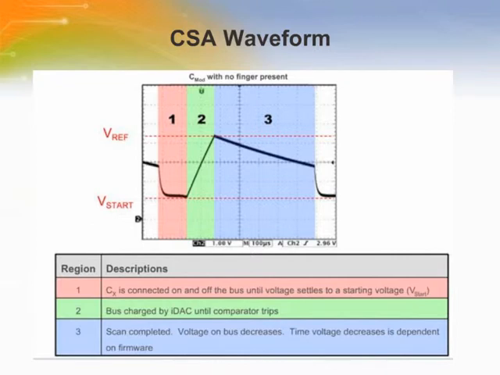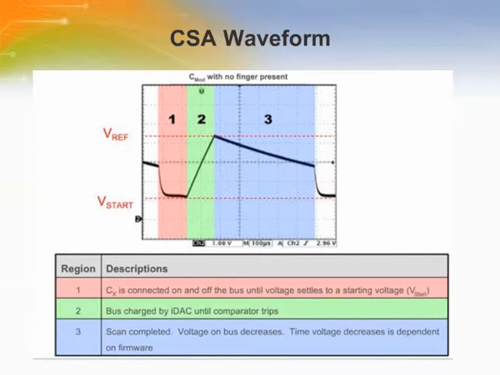In order to understand CSA, it is helpful to look at the waveforms during a single scan of a single sensor when there is no finger present. Here we see the voltage on CMOD with no finger present. We can divide this waveform into three regions. The red area is region 1. During this phase, the initialization occurs. The switched capacitors initialize CMOD to a starting voltage referred to as V start.